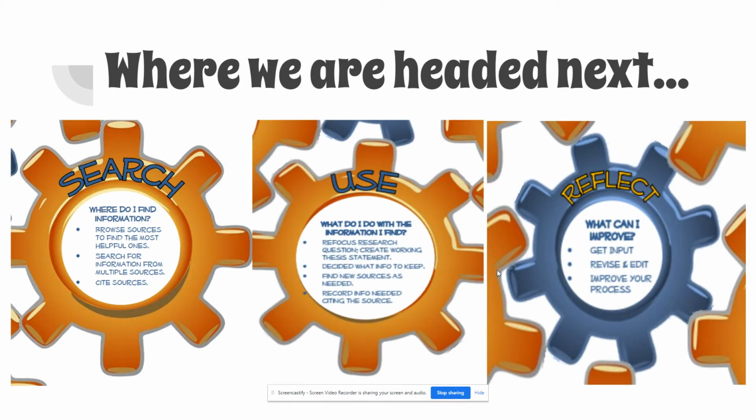Now, where are we headed next? We will be working towards our search and use. We'll actually be working towards our final project after level 3, our level 3 question. So that's what that use category is. Of course, you're going to be working on answering the level 3 question. So that's where the search part comes in, the using, the refocusing, and we're going to be working on our final project. And then again, as always, we are reflecting, revising and editing, improving our process, and getting input where needed.